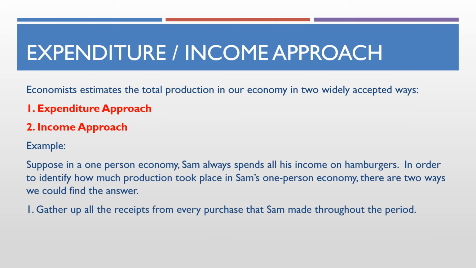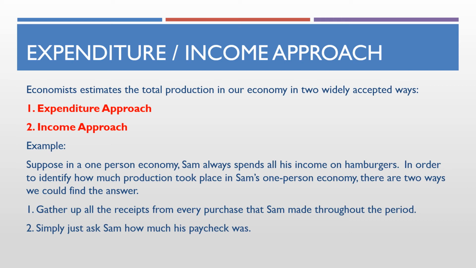Once we gather all the receipts of Sam's purchases in that one particular time period, we can then sum up all the total spending in this economy, or maybe the total spending on the final goods in this economy, and that should add up to the total value of the products produced in the economy. Well, another way, I would say the easier way, is to ask Sam, because we know Sam will always spend all his income on hamburger in that particular time period. Therefore, we can literally just ask Sam, hey, how much income did you receive this year?